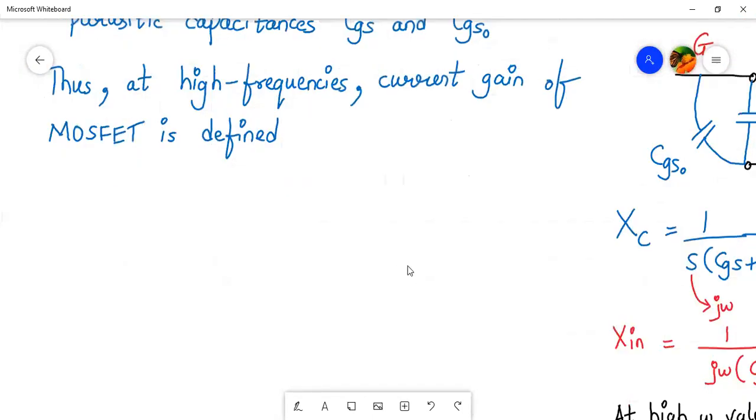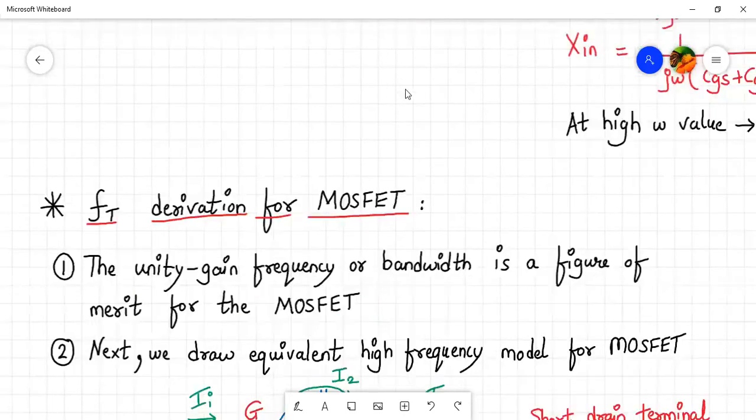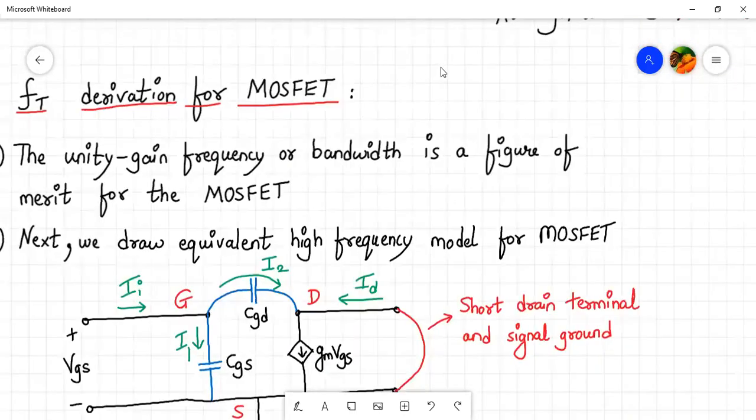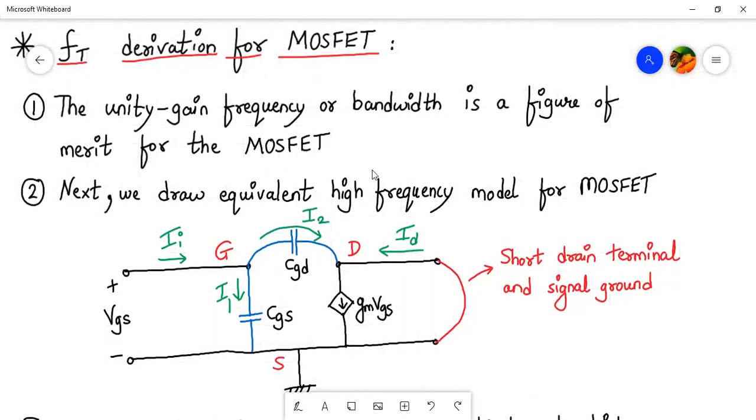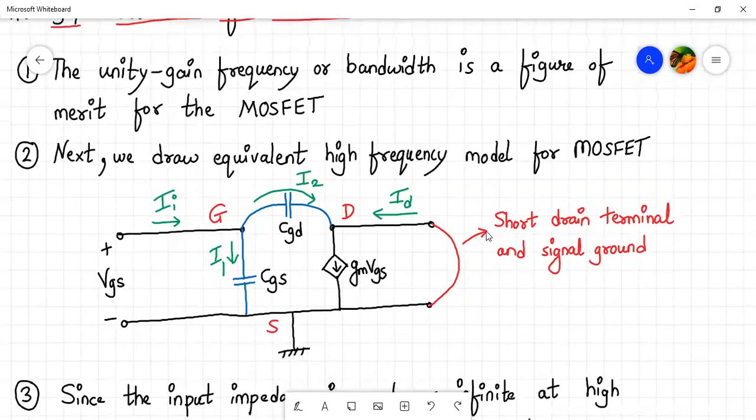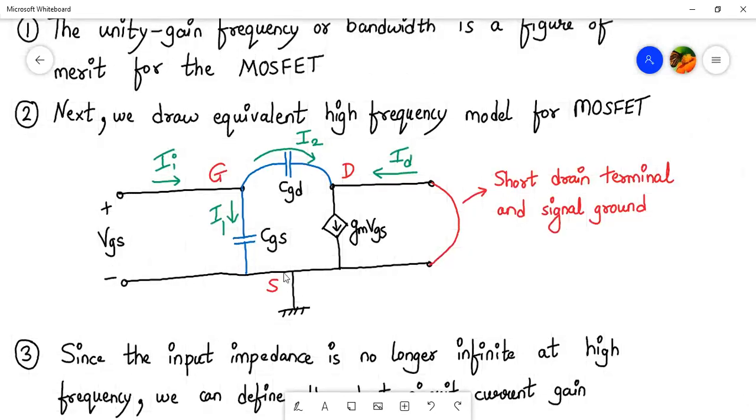Now, let's jump into the derivation of the unity gain frequency for a MOSFET. The unity gain frequency, or the bandwidth, is the figure of merit for the MOSFET. To calculate it, we draw the equivalent high frequency model for the MOSFET, in which we consider the parasitic capacitances. Between the gate and the source, we have CGS. Between the gate and the drain, we have CGD, again a parasitic capacitance. Between the drain and the source, we have gm·VGS.